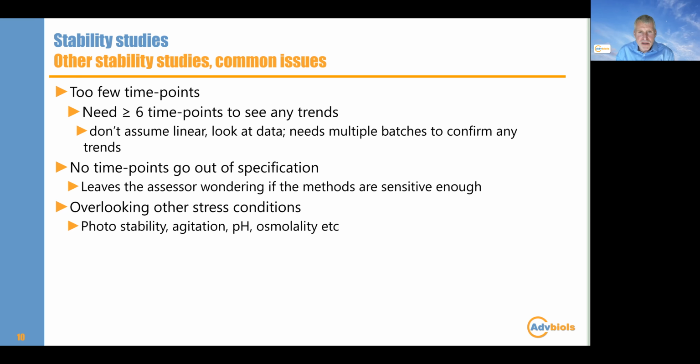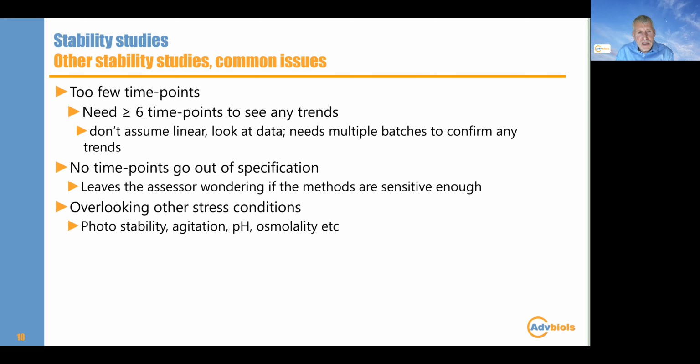As I've already mentioned, no time points going out of specification. For stress studies, for everything other than real time, but even real time, it might be useful, it's nice to see the stability study go to the point where it goes out of spec, so that you know your stability specification is working, but it also allows you to see the ultimate trend. That might not be possible for everything, but not having it in any studies, which I see quite often, goes back to the first point of this talk, really.